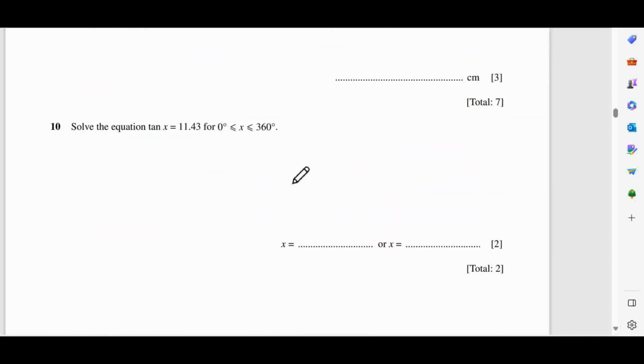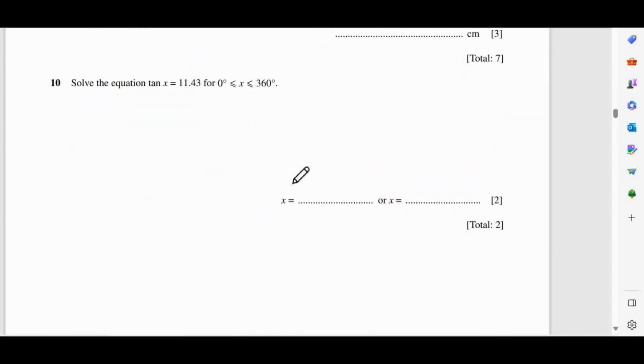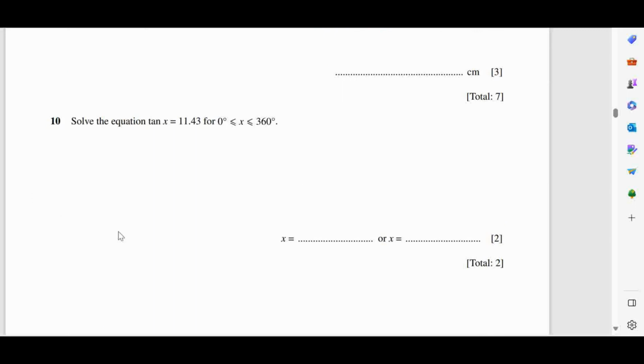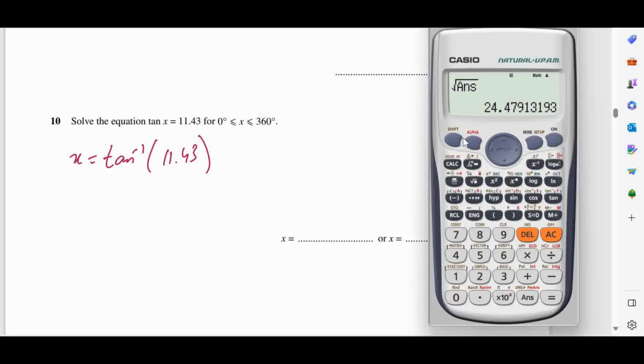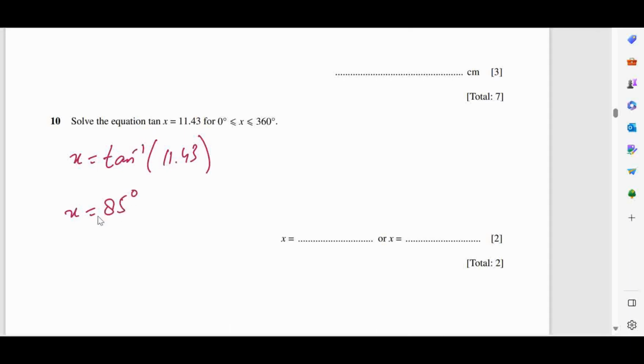Now let's move to the next one. This question belongs to the trigonometric function. Now from here we can solve this trigonometric function. So tan of x will be equals to tan inverse of 11.43. So shift tan inverse of 11.43. If we take it, this will be equals to 84.99. It means 85. So x will be equals to 85 degrees.